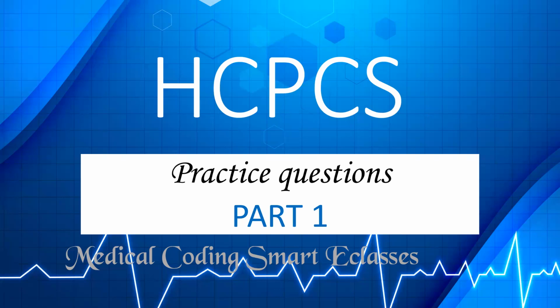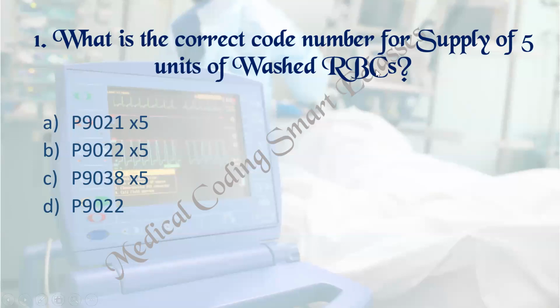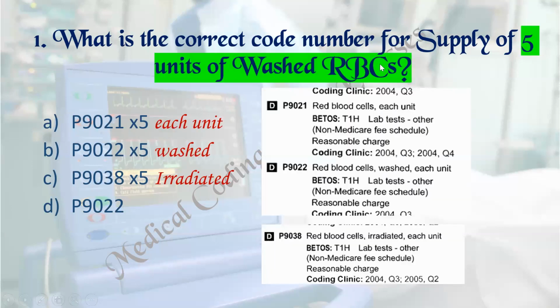So let's study HCPCS using some practice questions. What is the correct code number for supply of 5 units of washed RBC? Looking at each code, decoding: P9021 is red blood cell, each unit. P9022 is washed, each unit. And irradiated is P9038. So our question is washed RBC.